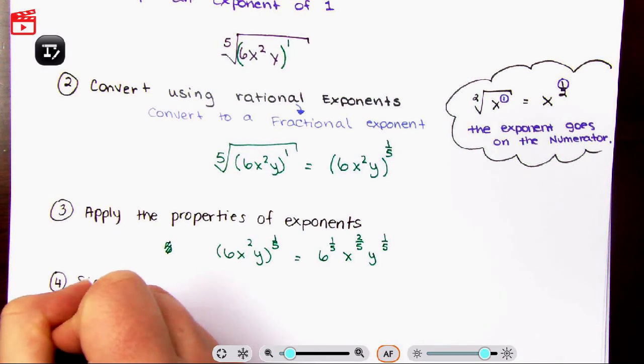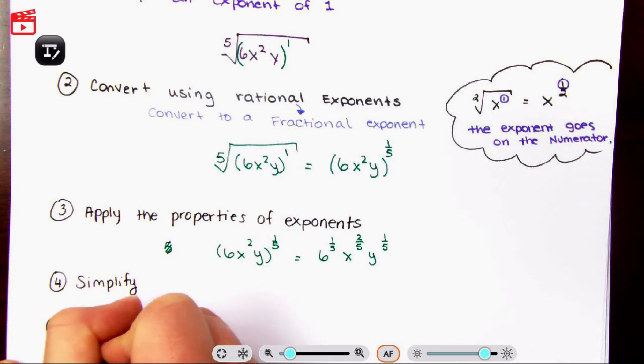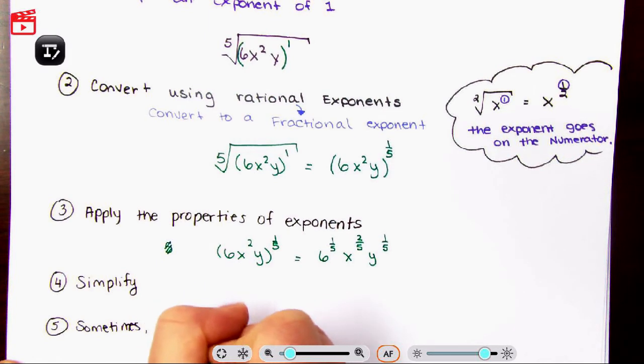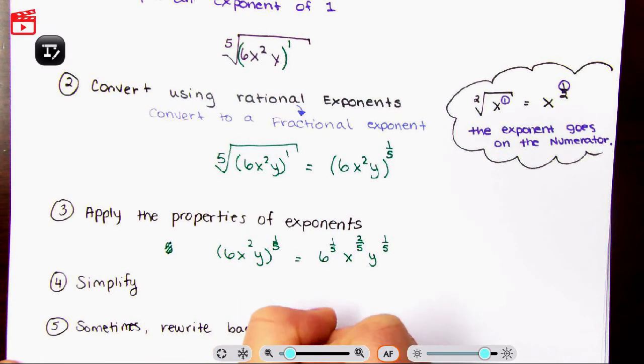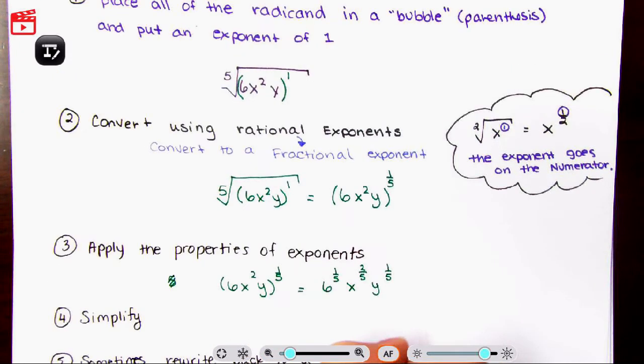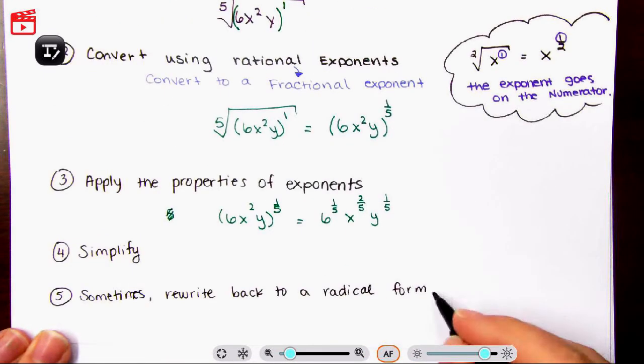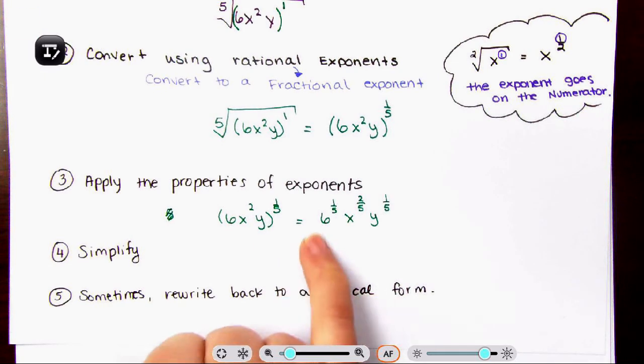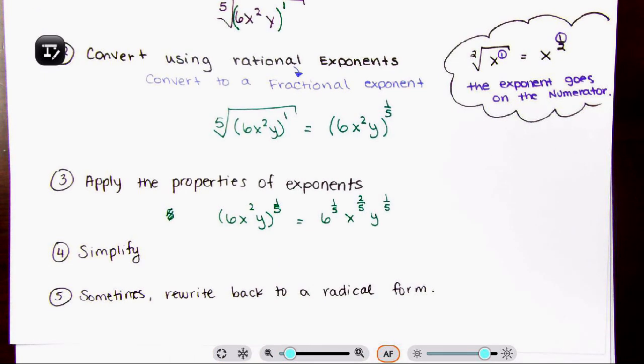And step number 5, this is only happening sometimes, but sometimes you're going to have to rewrite back to radical form. And this is where you need to just read the instructions. Typically what happens when I'm simplifying these, I go back and forth all the time. For example, if I need to simplify, I write these in rational exponent form. But then if I have a number to the 1/5 power, to me, that's a little bit more difficult. So I rewrite it back into the radical form.